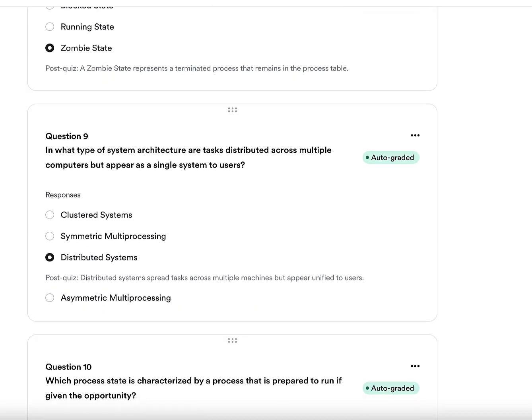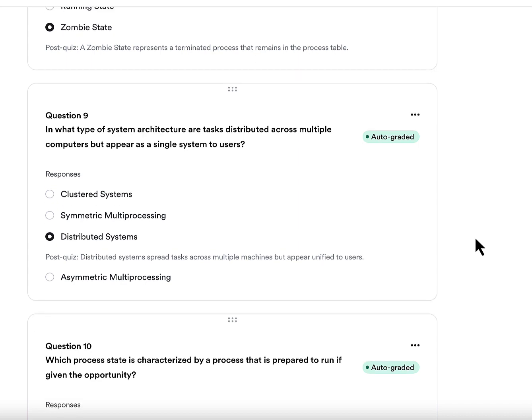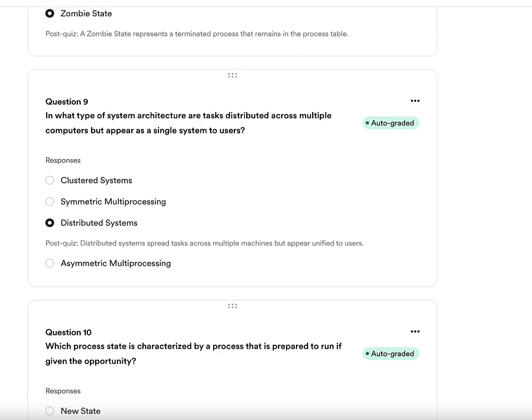Question 9. What type of system architecture are tasks distributed across multiple computers but appear as a single system to users? A, clustered. B, systematic processing. C, distributed systems. Or D, asymmetric processing. So what type of system architecture are tasks distributed across multiple computers but appear as a single system to users? And the answer is C, distributed systems. They spread across multiple machines but appear as unified to each individual user.